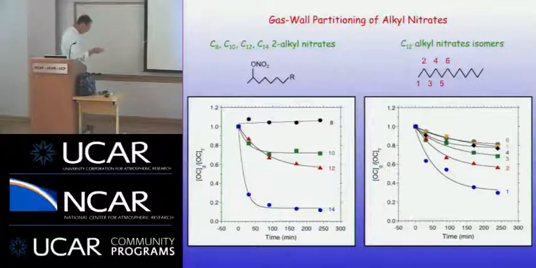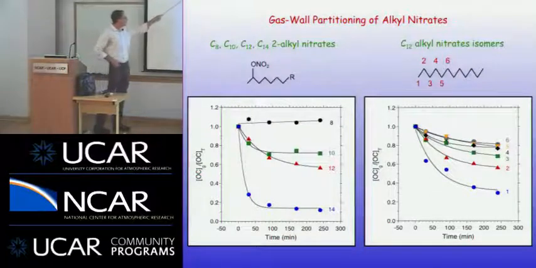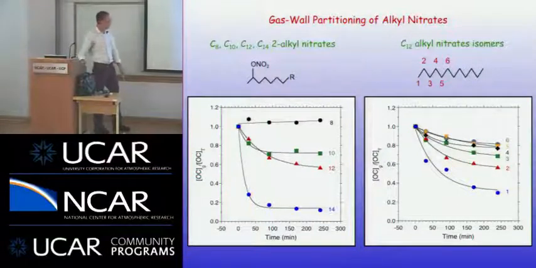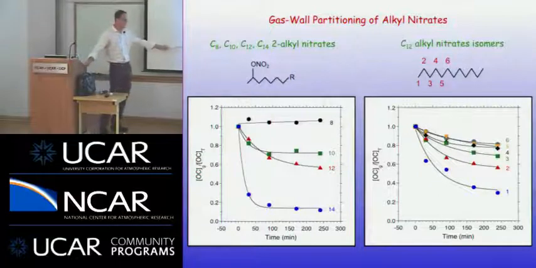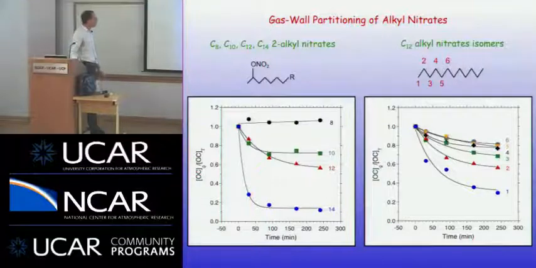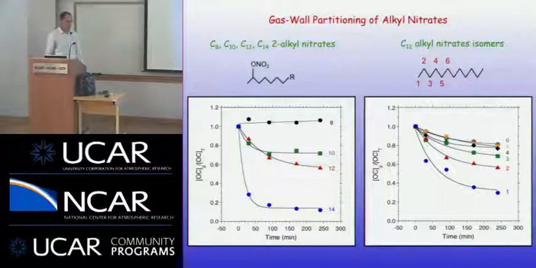What's shown here is, for all of these, the nitrate group in the 2 position, looking at C8 through C14. You see the lighter ones are essentially all in the gas phase, but as you increase the carbon number, a larger fraction of the molecule partitions to the walls, and by C14 it's more than 80%. Then we did the same thing looking at different isomers of the C12s, and again you see the partitioning behavior we observed. We combined all of this data into a structure-activity relationship that we could use to predict their partitioning.